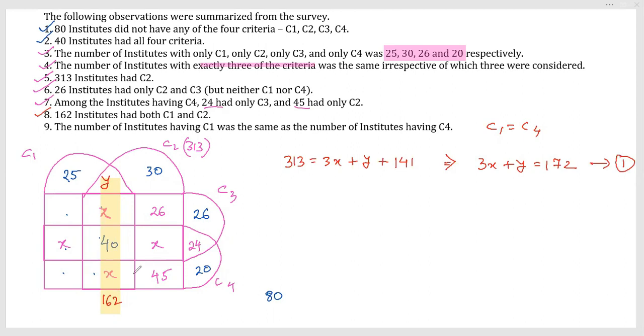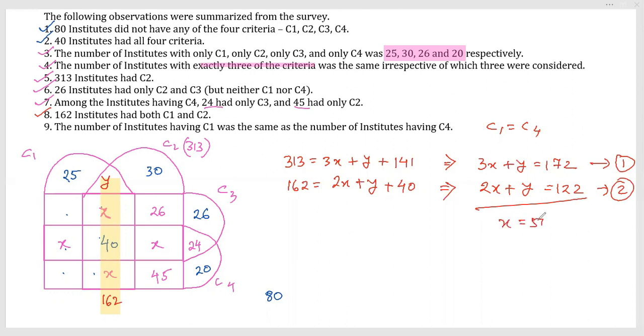Now I have another piece of information, 162, which I can take from this line. 162 is equal to 2x plus y plus 40, which gives 2x plus y is 122. Second equation. If I solve these two equations, I will be able to find x and y individually. X is coming as 50 and y is coming as 22.